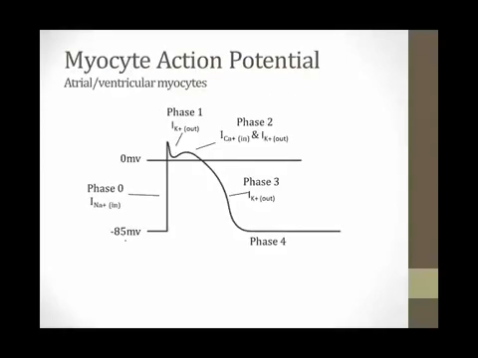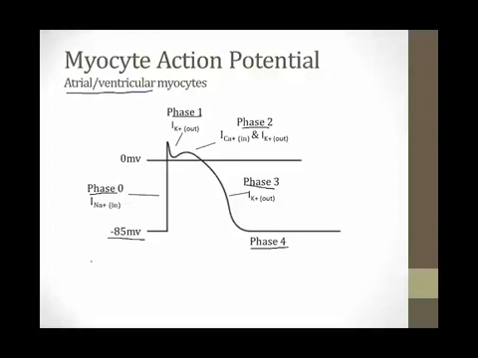Shown on the screen is the action potential that occurs in atrial and ventricular myocytes. These cells at rest have a voltage across their membrane of minus 85 millivolts. I'll talk about what that means in a minute. They then go through a series of changes in this voltage that is called the action potential, and it's typically divided into 5 phases. First there is phase 0, then phase 1, phase 2, phase 3, and finally it returns to minus 85 millivolts, and that is phase 4.